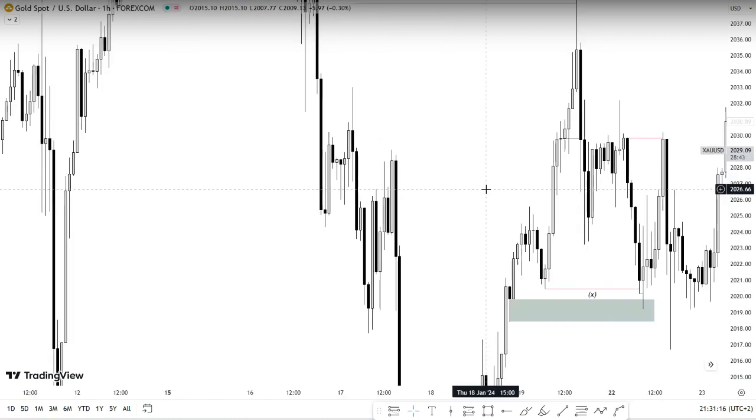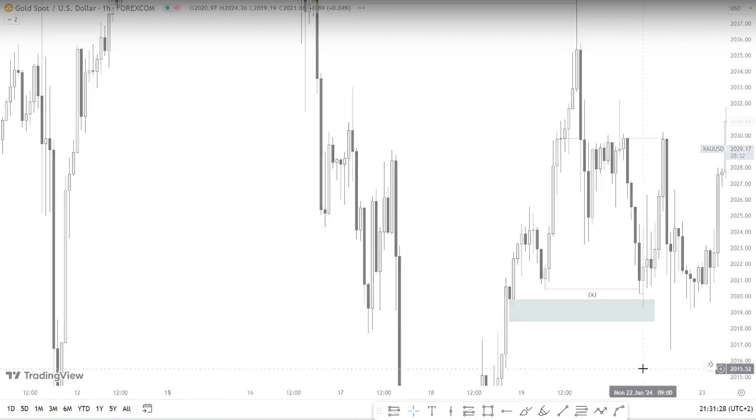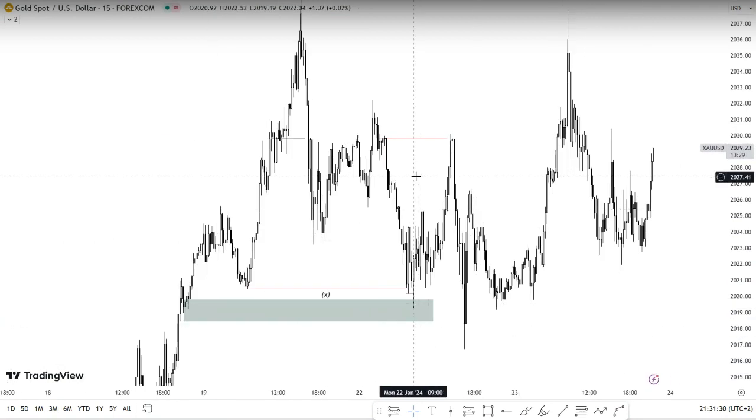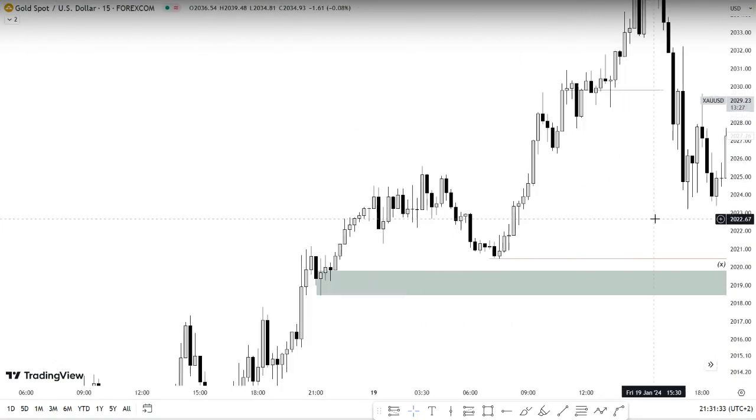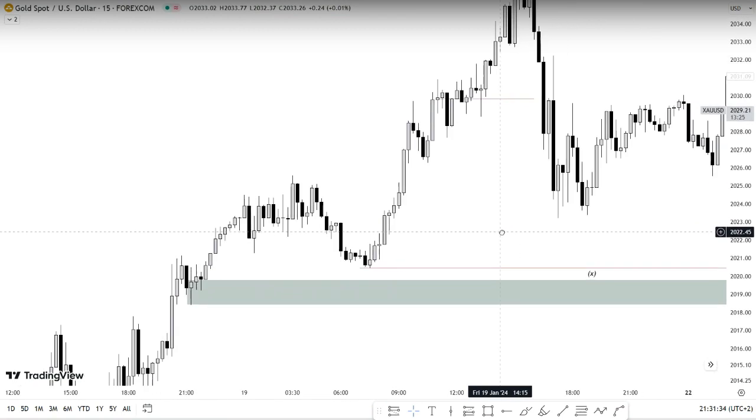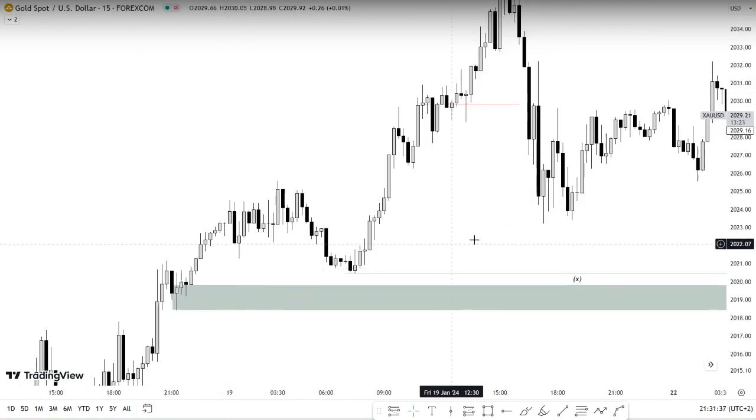So fine. Let's say for you personally, you know which areas get respected. Let's say you mark up the 1 hour and you prefer to enter on the M15. Go to the M15 then. So I'm going to ask you guys this question. This is the 1 hour level, right?